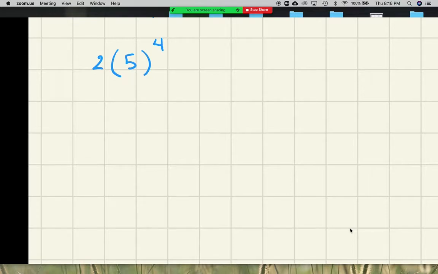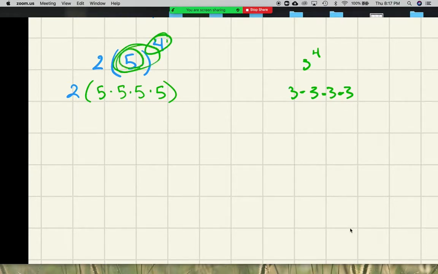All right. But before, I was saying 3 to the 4th means you use 3 with multiplication 4 times. The same thing happens here, only with the 5. So the 2 just hangs out. Nothing happens to it. But the 5 happens 4 times. Okay. So you do the exponent with the base first, and then whatever's being multiplied afterwards, which is the 2, you do that at the very end.